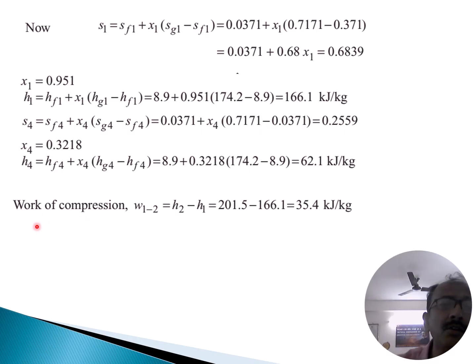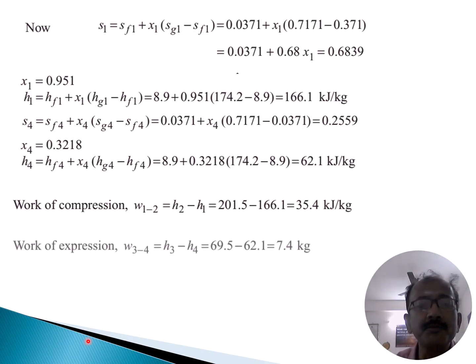Now the work of compression, we know that W12, that is the compressor part, equals H2 minus H1, that is the enthalpy difference. We just put in the values of the two enthalpies, and we get the value of W12. So W12 is nothing but the work of compression.